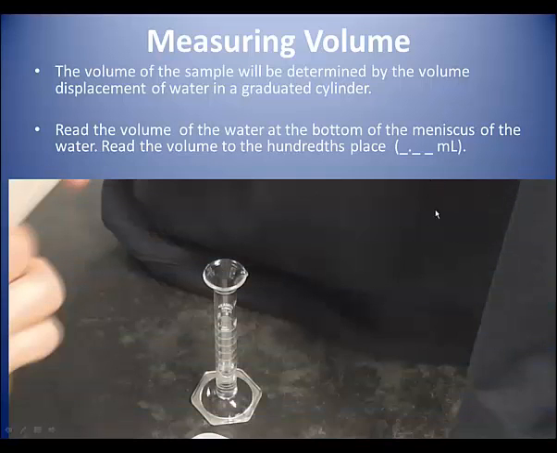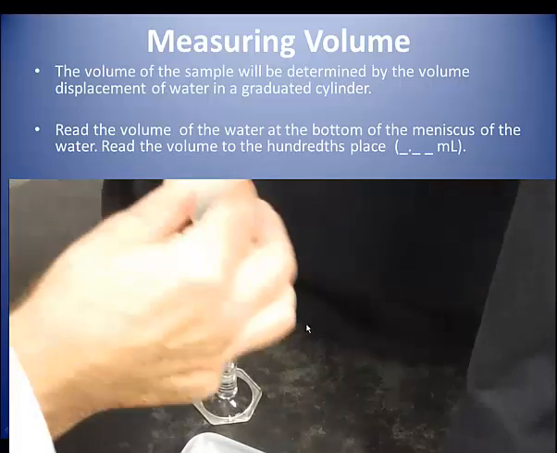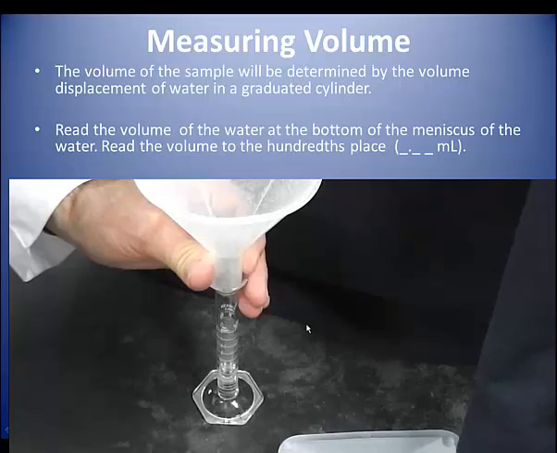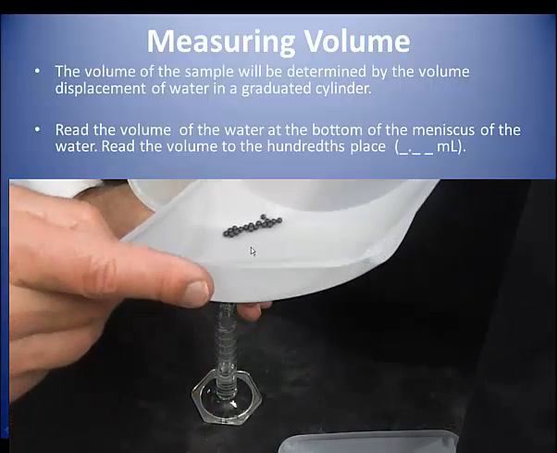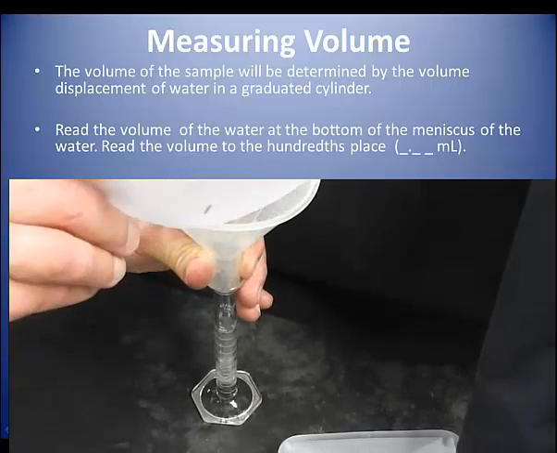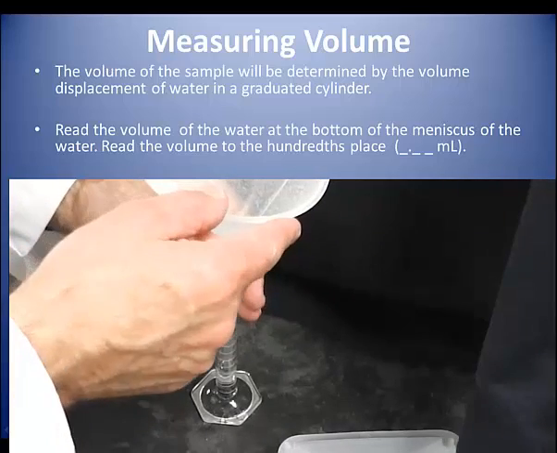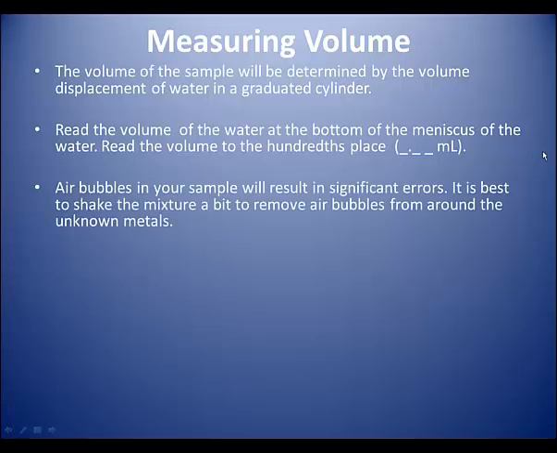Here I've got a little video showing me loading the graduated cylinder, and the way you want to load this graduated cylinder is using a funnel. And you use the funnel to make sure that you don't lose any of your sample. You also use the funnel to make sure that you don't splash any water out of your graduated cylinder, which would reduce your volume and give you an improper measurement, an inaccurate measurement. So there we go. We're doing that.